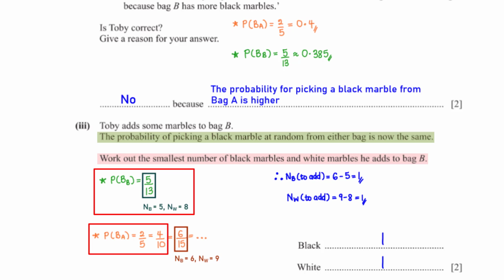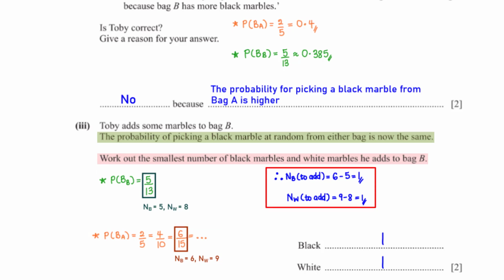We can't achieve this with bag B since there are already 5 black marbles in the bag. So now, when we multiply the numerator and denominator by 3, we get 6 over 15. In this case, we need to have 6 black marbles and 15 minus 6, which is 9 white marbles. There are already 5 black marbles and 8 white marbles in bag B. This means Toby needs to add one more black marble and one more white marble to bag B.